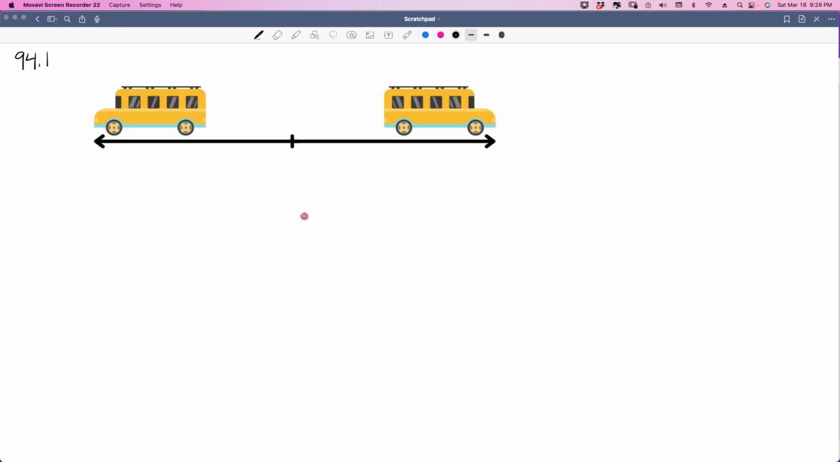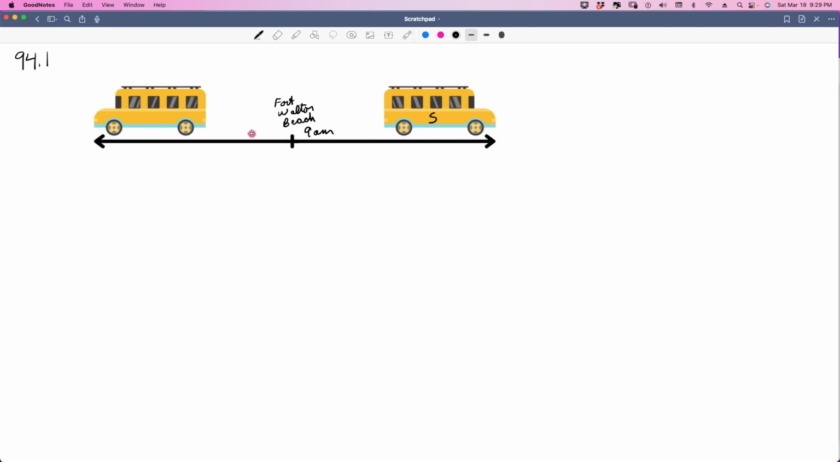So here we have 94.1, and we're going to talk about some buses. A southbound bus left Fort Walton Beach. This is the starting point, Fort Walton Beach, which I hear is a great place to go on spring break or to visit in the summer. So this bus left Fort Walton Beach, and he is the southbound bus, and he left at 9 a.m.